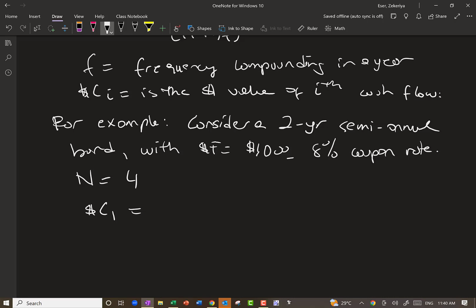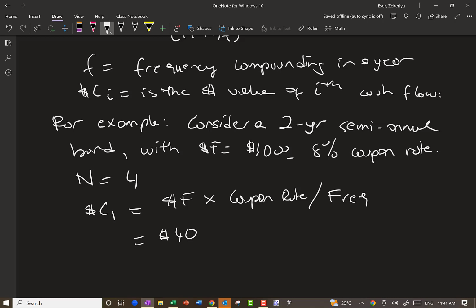Remember, it's face value times coupon rate, divided by frequency. So that's $40, all right? You get $80 per year as coupon, but every coupon is $40. If this was quarterly, they would have been $20.